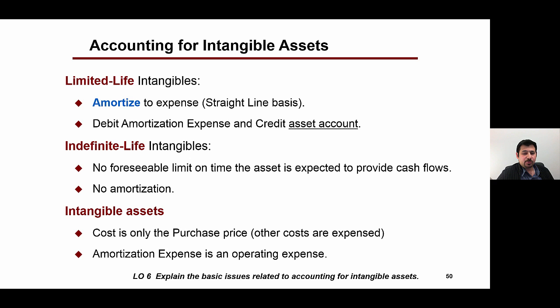Once again, with intangible assets, amortization expense is an operating expense, and they are usually recorded only at the purchase price. Other expenses are not included in the cost of the asset, but they are reported as expenses.